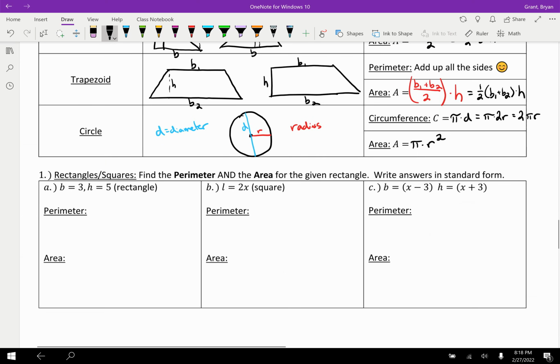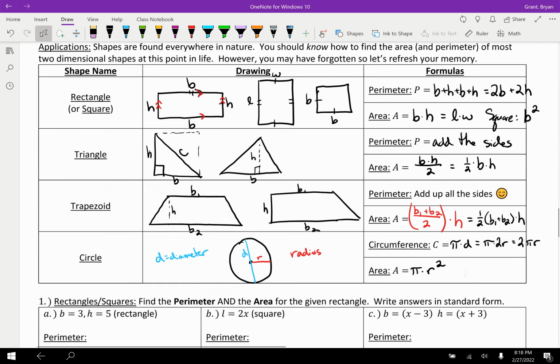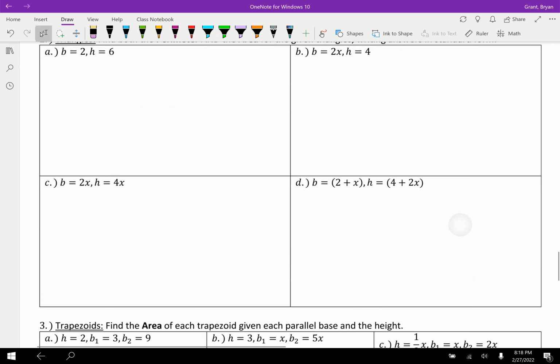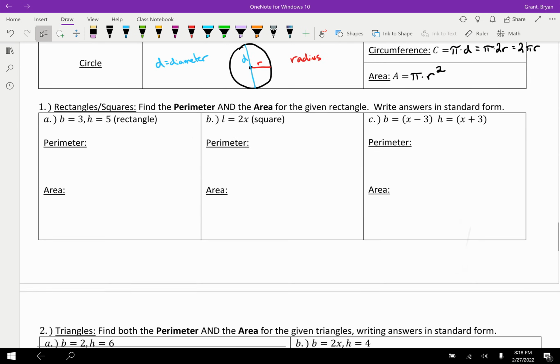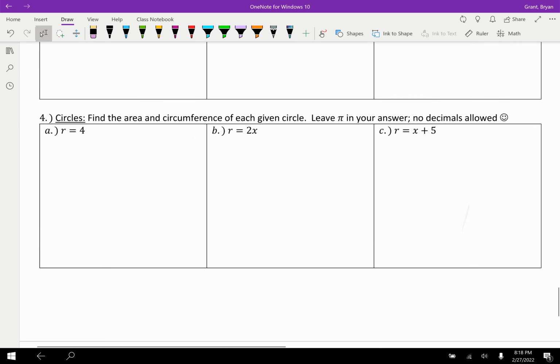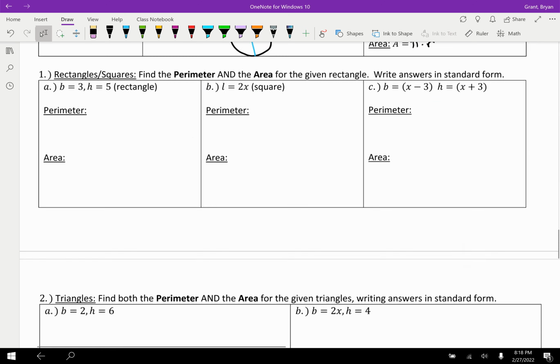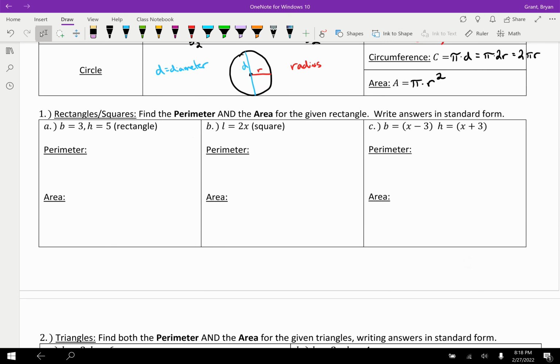All right. So for the rest of class, we're just going to use these formulas and apply them to different situations. We're going to work with rectangles, squares, triangles, trapezoids, and circles. What I'd like you guys to do is start trying them. Your goal is to find the perimeter and area for the given rectangle or square. It might help you to draw a picture too. You're just going to find the actual perimeter and the actual area.